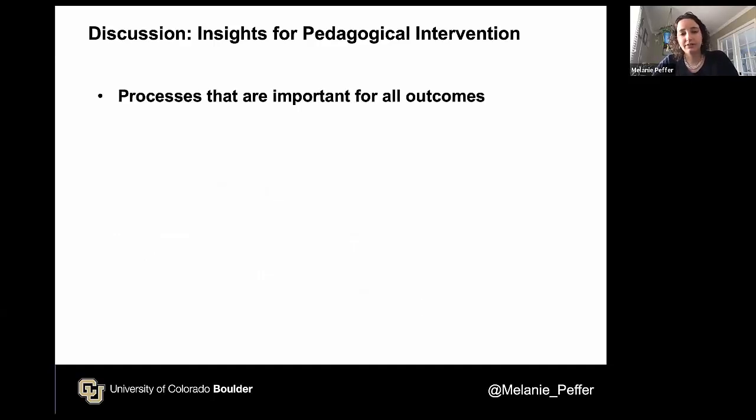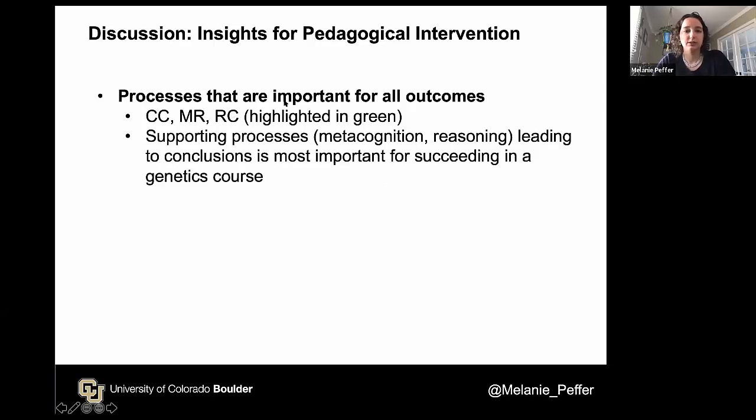So the other interesting thing is these processes that we found that were important for all outcomes. These are the ones that were highlighted in green on that chart that I was showing you. So making sequential conclusion statements, pairing metacognition with reasoning, or pairing reasoning with making concluding statements. So there's something about the supporting process, the metacognition or the reasoning leading to a conclusion, that is important for success in a genetics course.